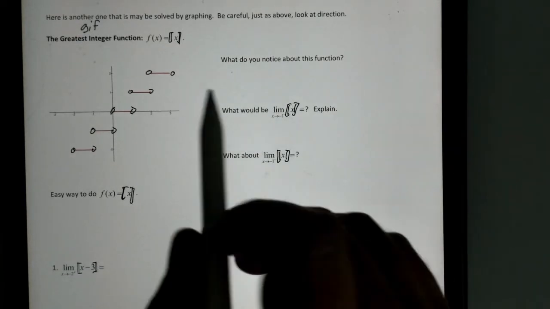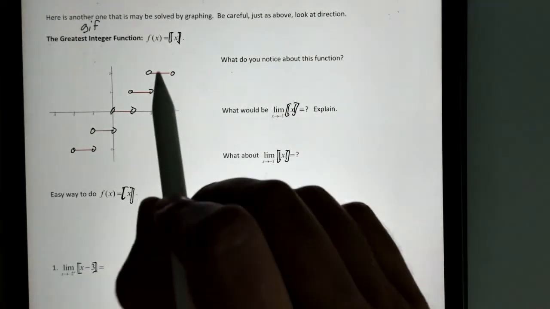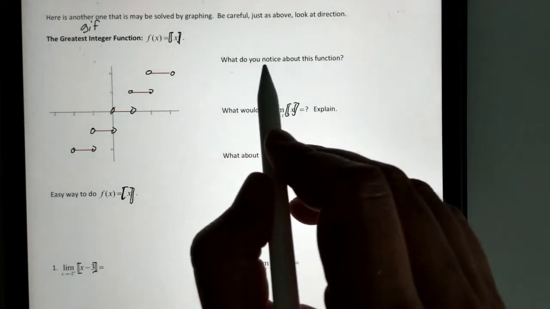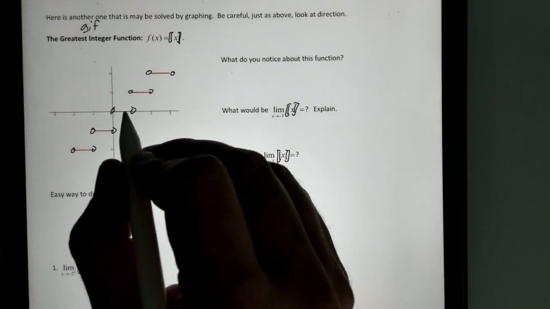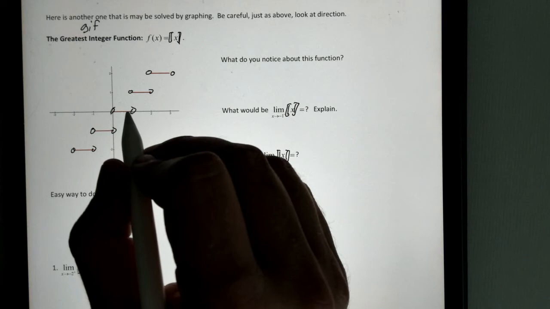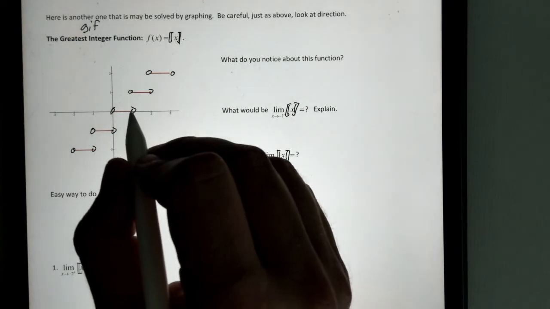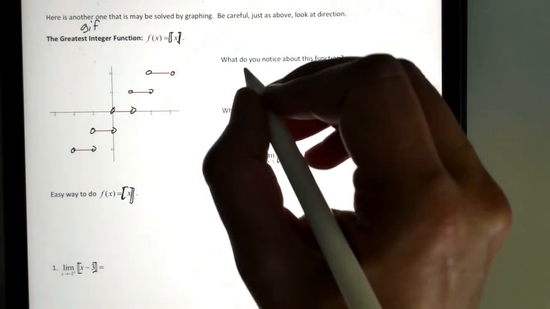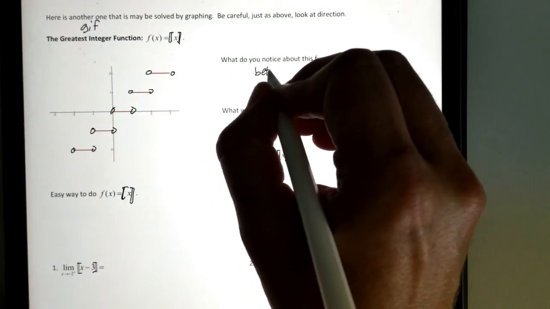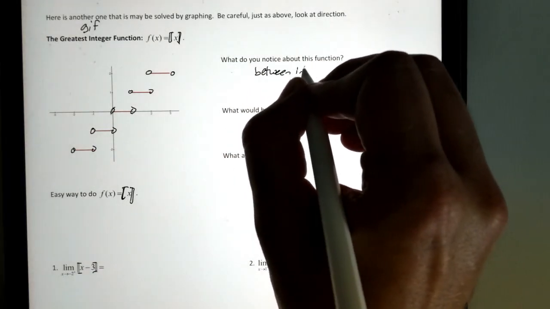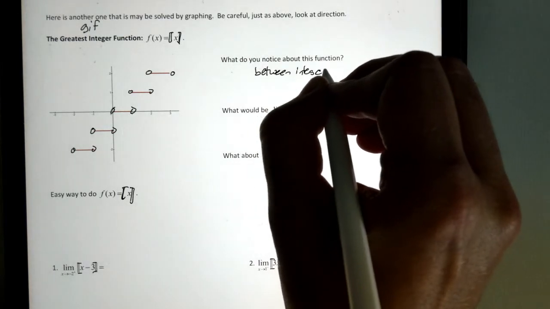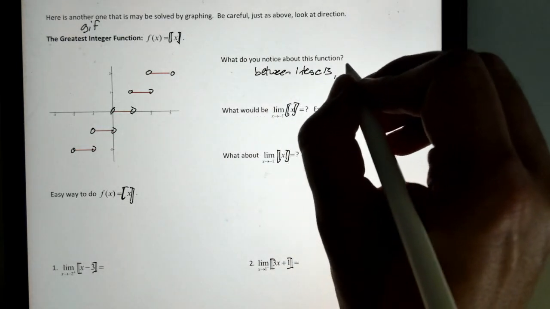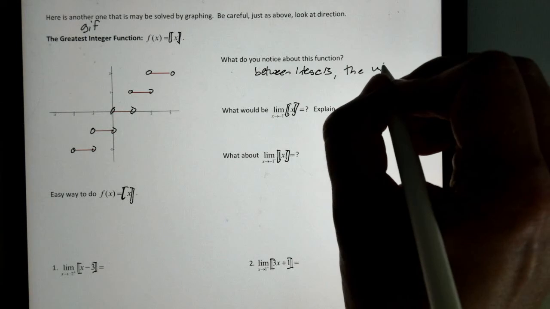So this is our greatest integer function. It's sometimes called a floor function. Now, one thing that we should really notice is that between any integers, we always go back to the smallest integer value. So if we go between integers, the value falls to the smallest integer.